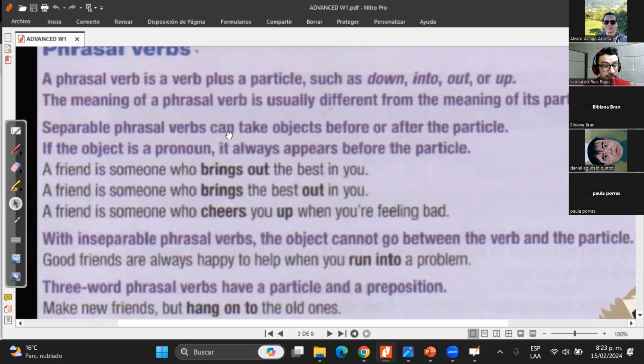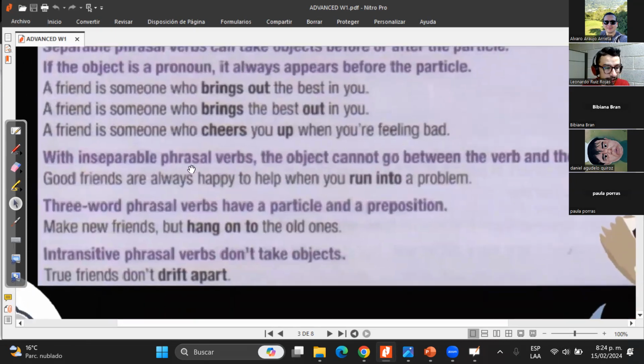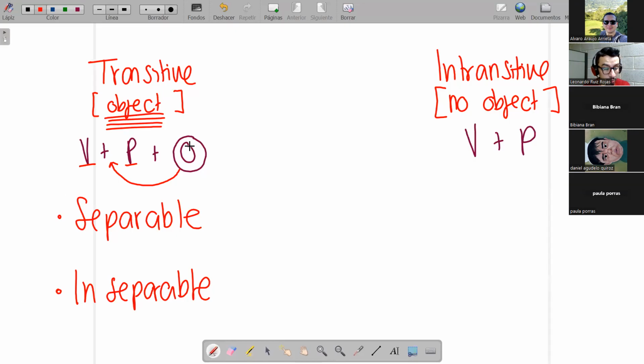Entonces, separable phrasal verbs can take the objects before or after the particle. O sea, dice, el objeto puede ir antes o después de la preposición, como vimos, turn the lights off o turn off the lights. Cualquiera de las dos, it's all fine, right? Now it says, with inseparable verbs, con los que no son separables, the object has to go always at the end. Tendría que ir siempre al final. O sea, el objeto siempre va a quedar ahí, quietecito, al final.